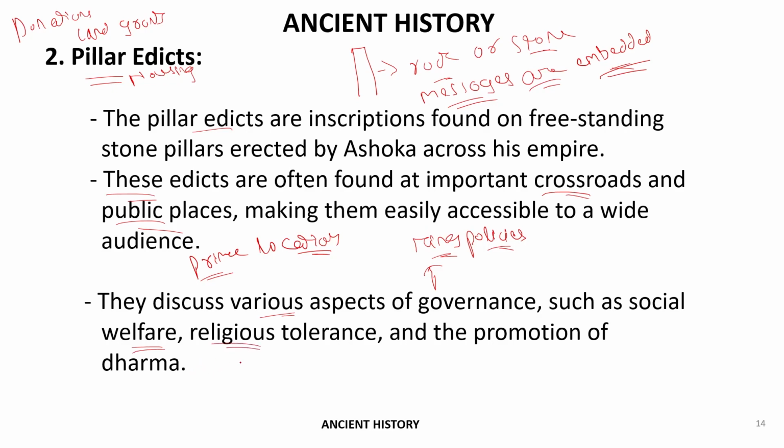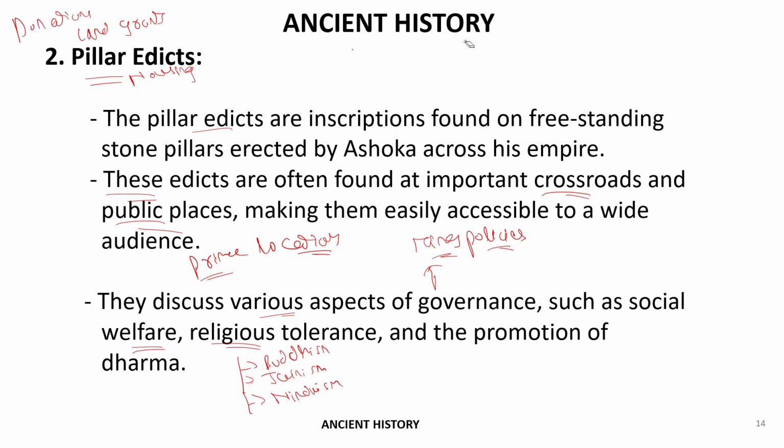Okay, and religious tolerance, because at that time Buddhism and Jainism were at peak along with Hinduism. So there were people from various areas. That's why Ashoka wanted them all to live peacefully together. Got it? And there was a promotion of dharma. Now the question is, what do you mean by dharma? What is the meaning of dharma here, oftenly known as the Ashoka dharma?